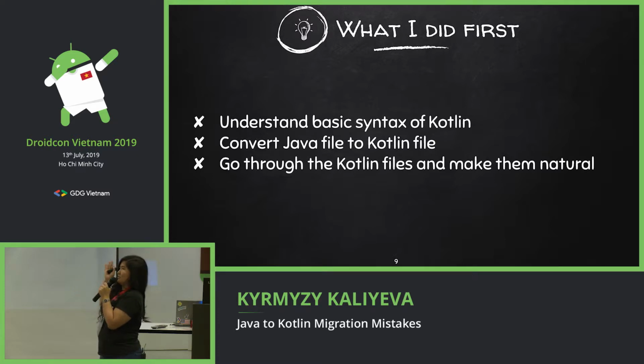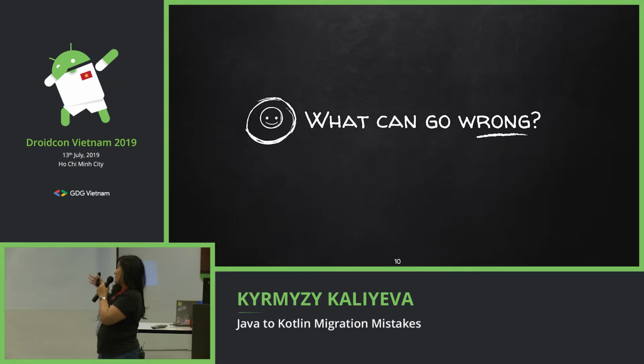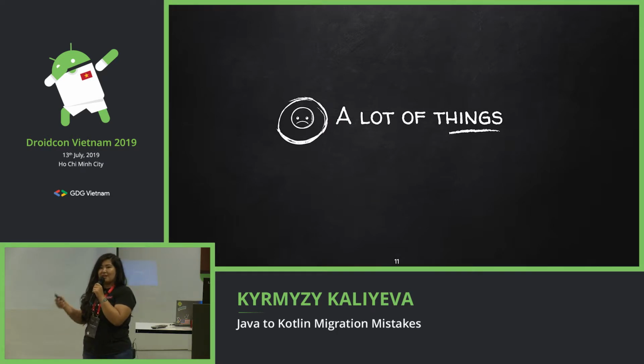So what were my steps? Understand the basic syntax of Kotlin, convert Java files to Kotlin files, then check all these new Kotlin files, and it should be good. All the documentation and articles say it's going to be easy. While I was doing this, I was thinking, what can go wrong? Everything should be fine. Everything is already automated, converted. Kotlin is like Java, with interoperability.